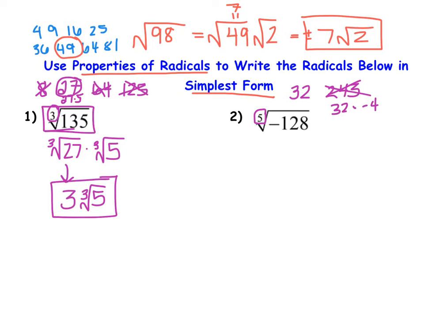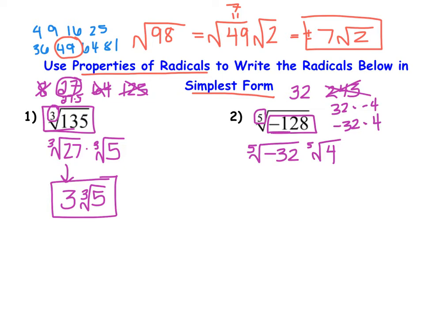Now, I like to actually remove the negative as I perform the root if I can. So I'm going to flip this around and do negative 32 times 4. Now what I can do, because I found a product, is rewrite this as the fifth root of negative 32 times the fifth root of 4, because negative 32 times 4 is negative 128.